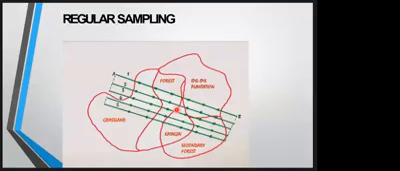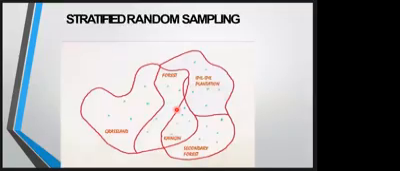So another is the stratified random sampling. In stratified random sampling, as you can see, it is a type of sampling method in which the total population is divided into smaller groups or strata to complete the sampling process. So for example, when you say stratified random sampling, it is by strata.